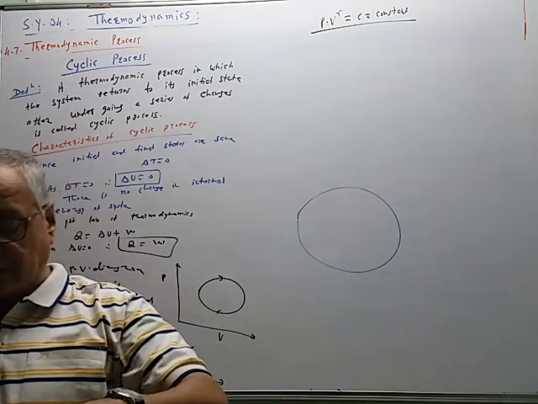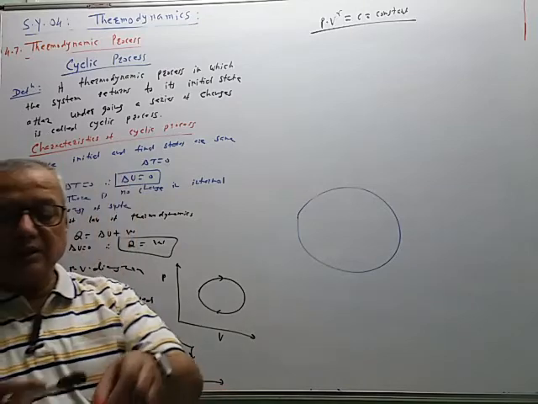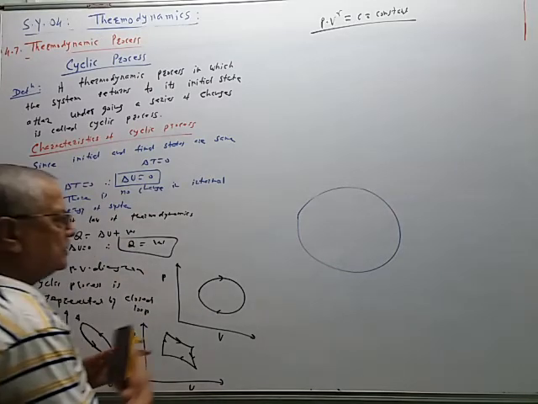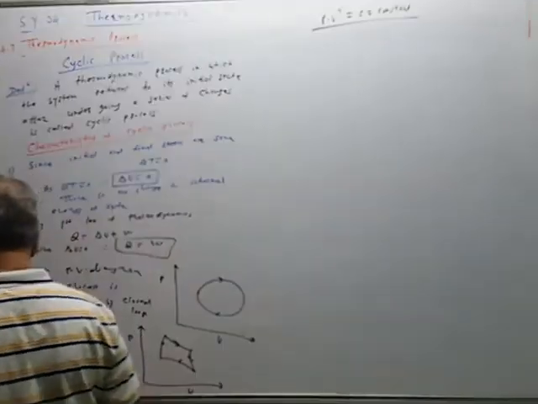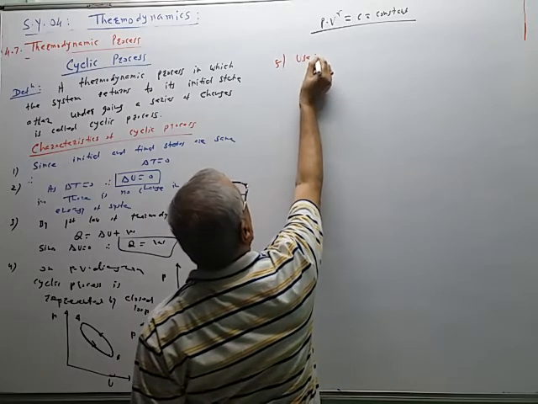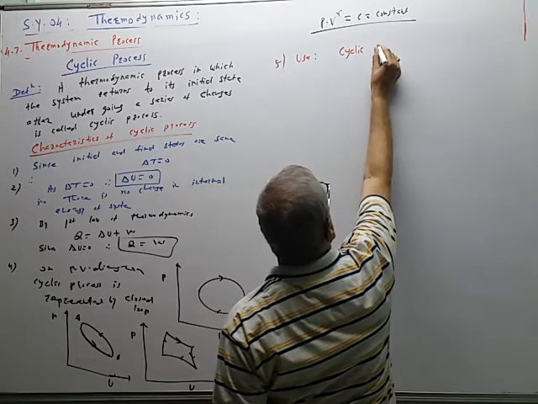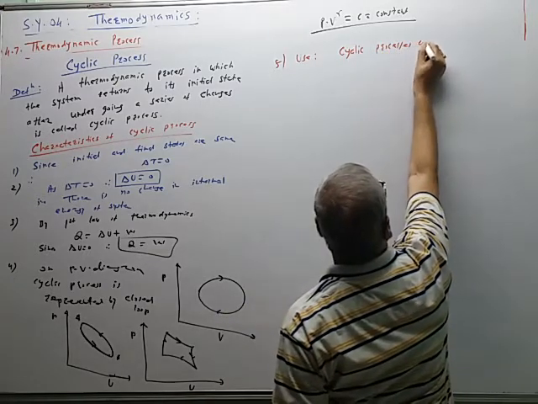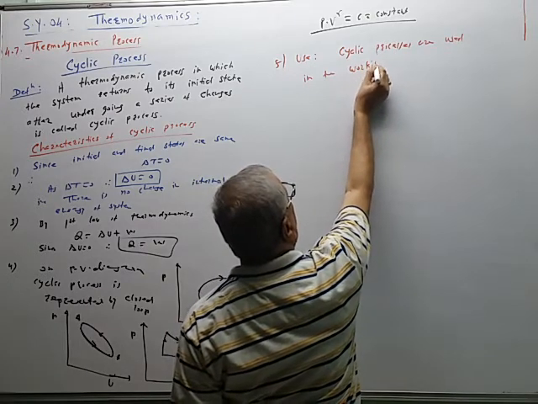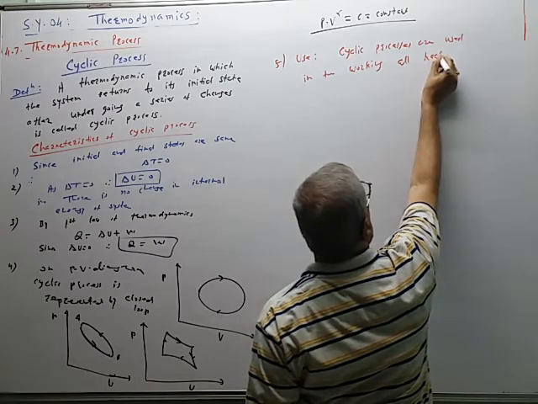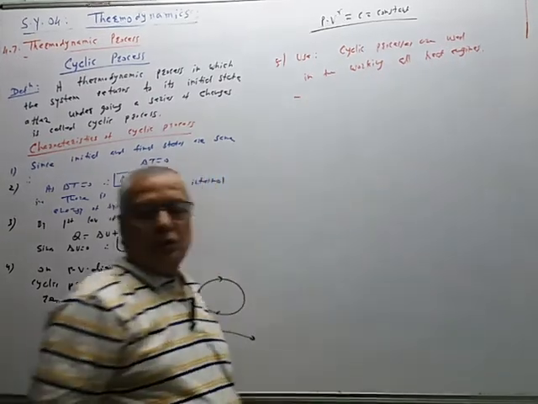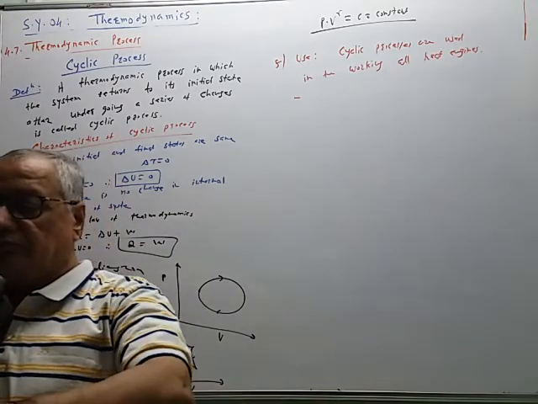So cyclic process is the basis of working of all heat engines. The heat engine works in different cycles, and in each cycle the change in internal energy is zero. The system returns to its original condition. Use: cyclic processes are used in the working of all heat engines. So this is about the cyclic process.